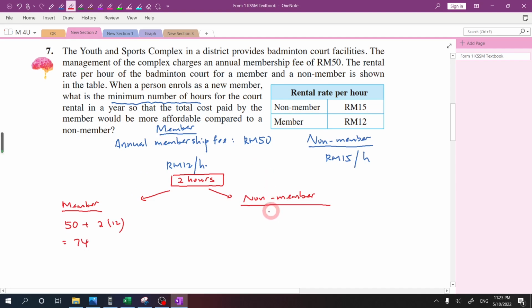How about non-member? You don't have to pay the membership fees, but 1 hour you will be charged 15 ringgit. 2 times 15, you get 30. You just need to pay 30 ringgit. So in this situation, you know that you don't have to join the member, right? Because non-member you pay less compared with the member. So the question is asking minimum how many hours, then become a member is more worth, more affordable compared to a non-member. So you can calculate this way.